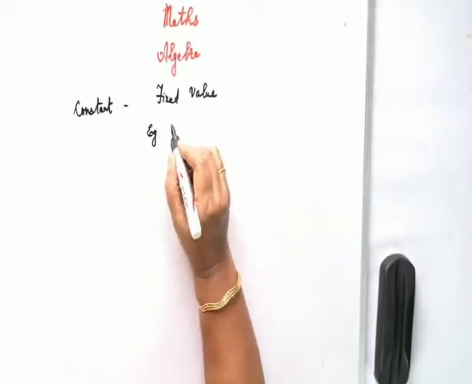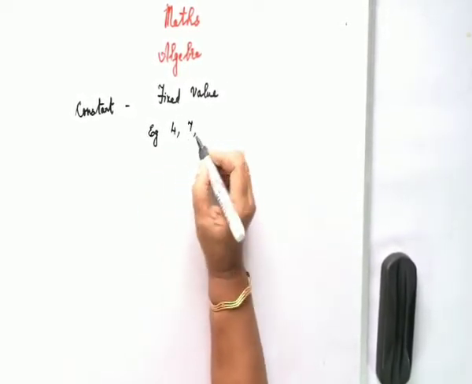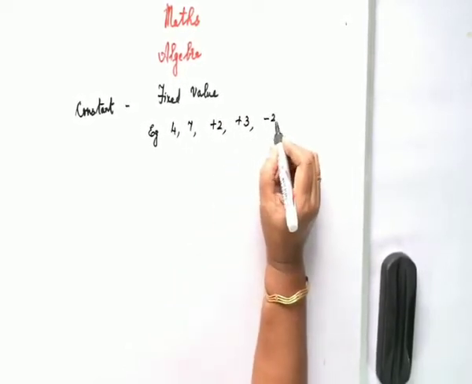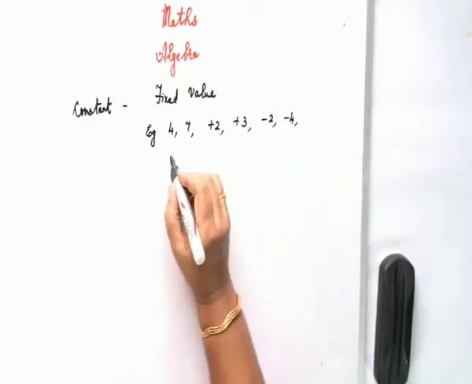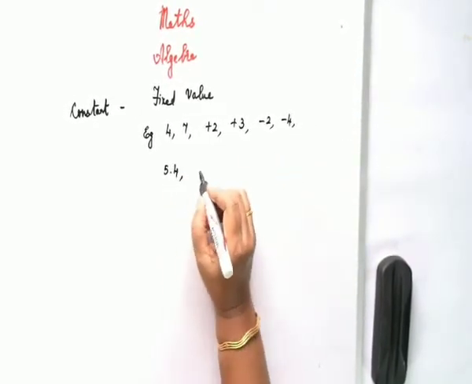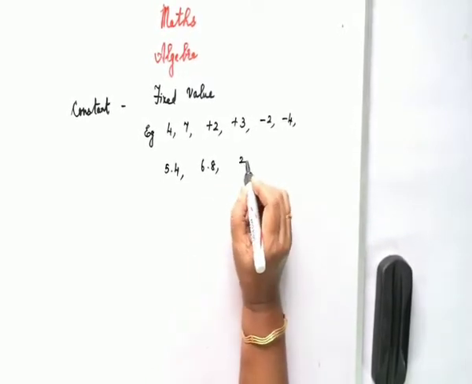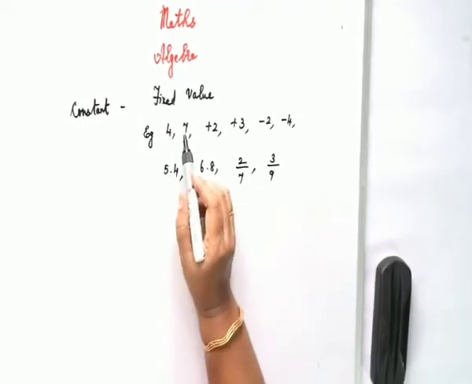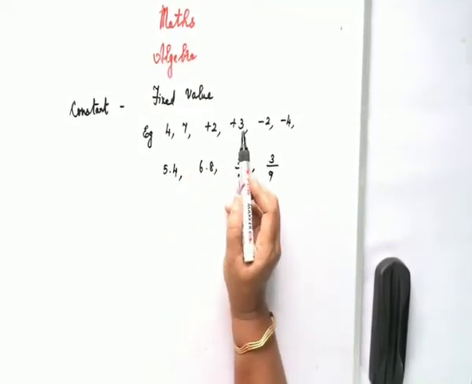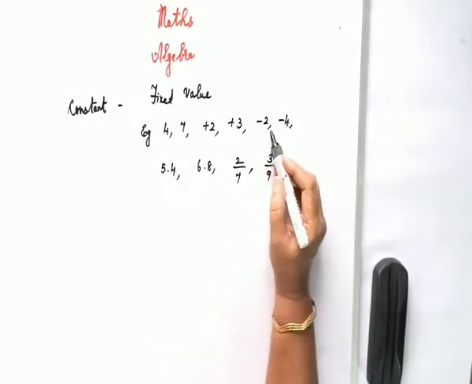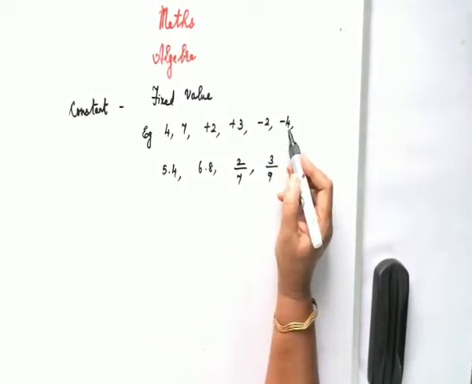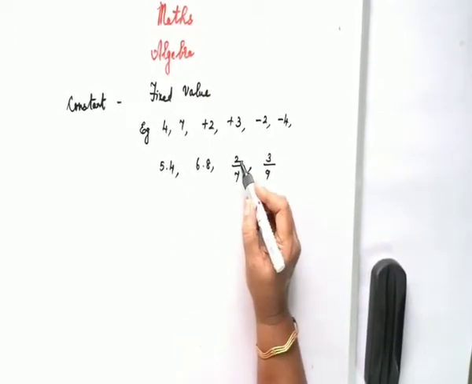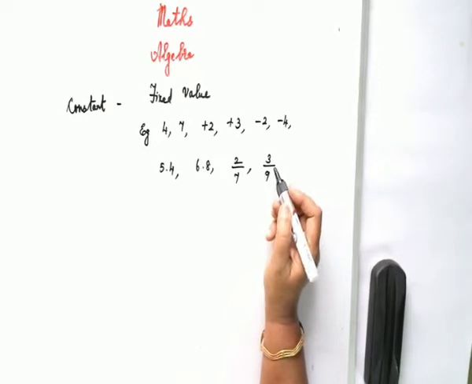Example now, 4, 7, plus 2, plus 3, minus 2, minus 4, 5.4, 6.8, 2 by 7, 3 by 9. So 4 and 7 are natural numbers, plus 2 and plus 3 are positive integers, minus 2 and minus 4 are negative integers, 5.4 and 6.8 are decimal numbers, 2 by 7 and 3 by 9 are rational numbers.